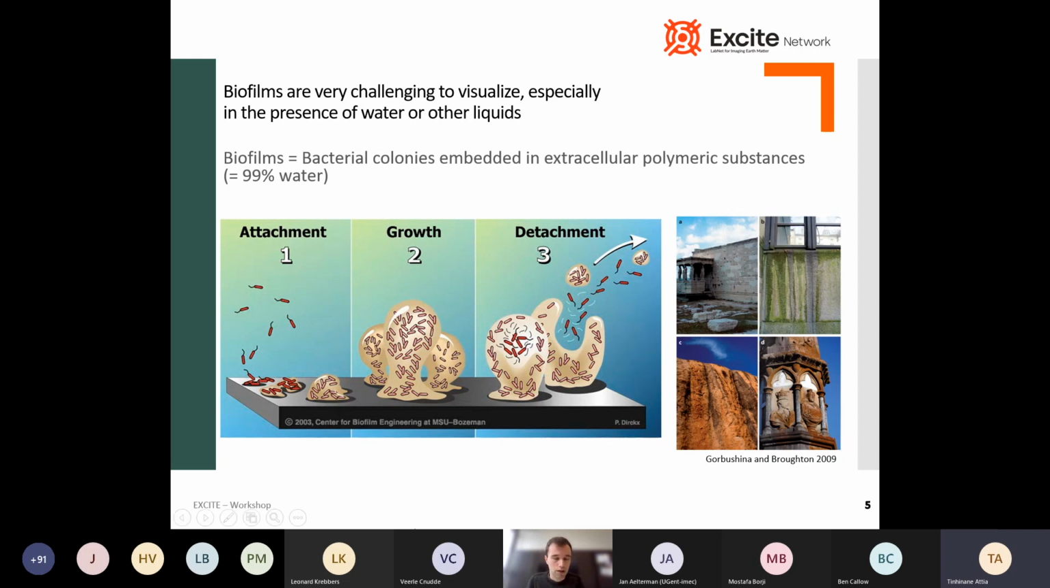They are created when bacteria colonize a surface, they will group together and form big structures which you should be able to see with microscopy because they're big enough, and you can also often see them on stones and on monuments as they induce discoloration.